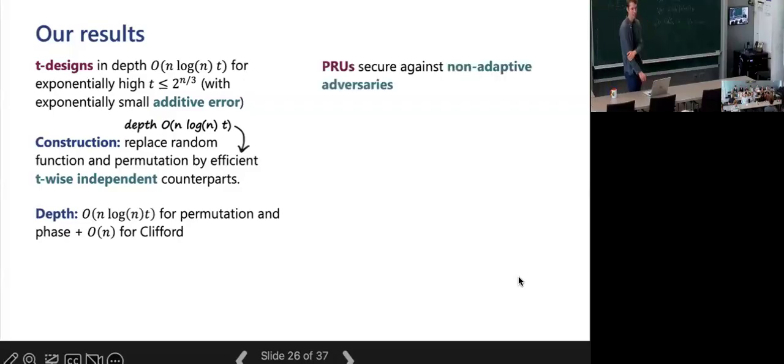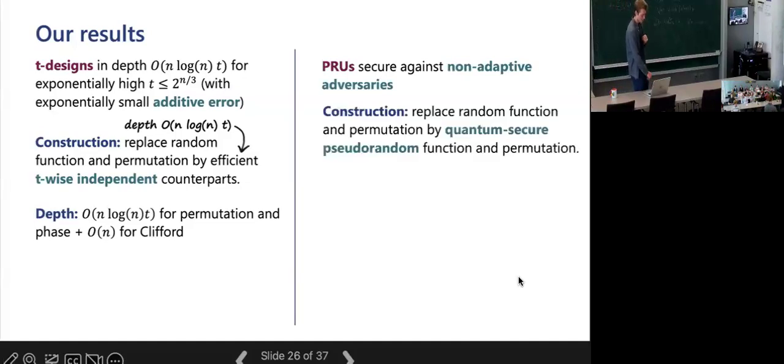On the PRU side, it's even simpler because you don't need to worry about any factors of 2 and T-wise independence and so on. You really just take the PFC and replace the random function and permutation by their pseudo-random counterparts. Now you have to use quantum secure pseudo-random functions and permutations, and those are known. Then you're done by a basic hybrid argument. By security of the pseudo-random functions and permutations, the adversary can't tell whether I used the PRU that I constructed this way or the PFC. The PFC is indistinguishable from Haar random.